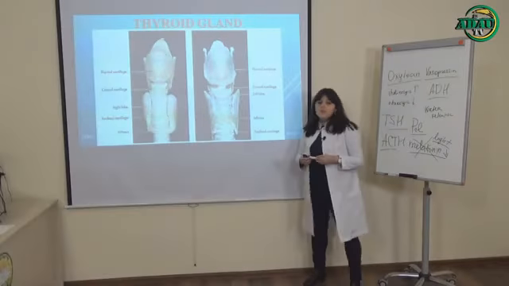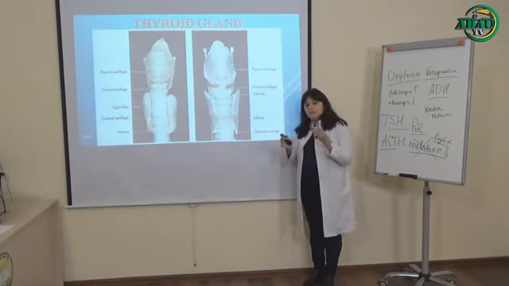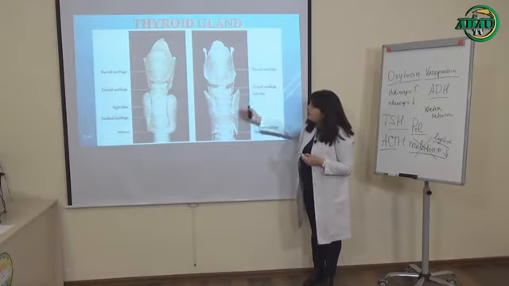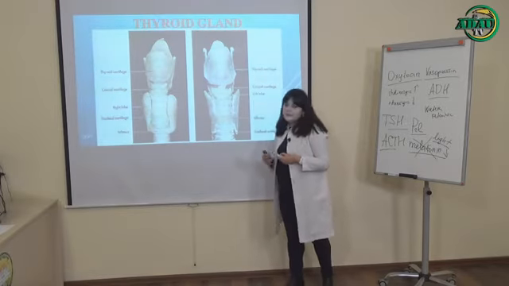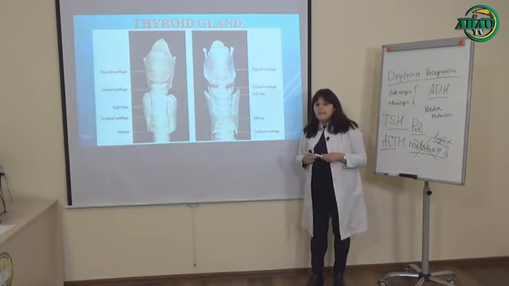The thyroid gland is located close to the larynx. It is located on the ventral part of the trachea, close to the larynx. You can see it here, and the name of the thyroid gland in Latin is glandula thyroidea.